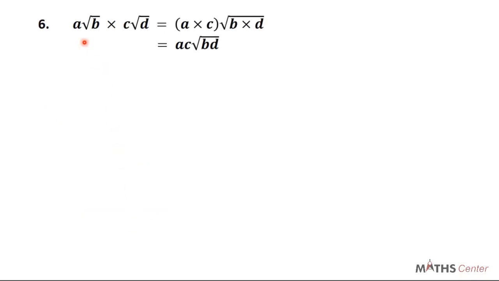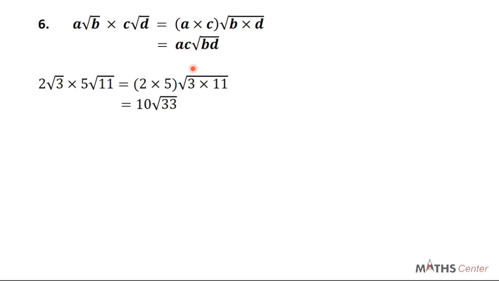Let's look at the sixth property. If you have a root b multiplying c root d, the numbers in front of the square root sign will multiply. So a times c, then you write a bigger square root. The numbers under the square root sign will multiply. So b times d under the square root sign. This will give us ac square root of bd. An example, if you have 2 root 3 multiplying 5 root 11, the numbers in front of the square root sign will multiply.